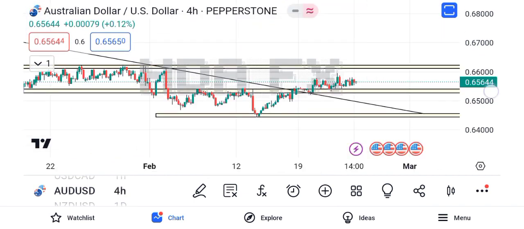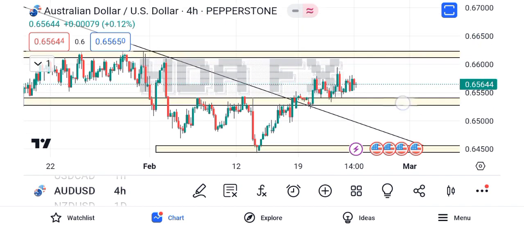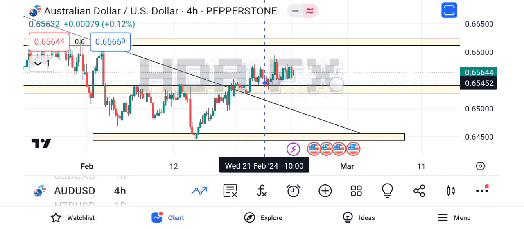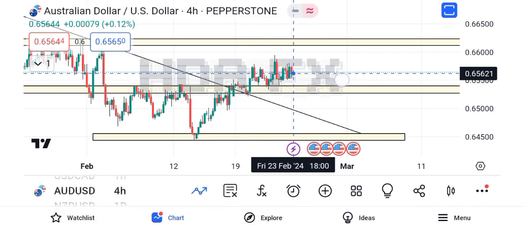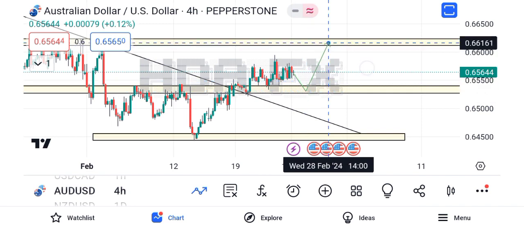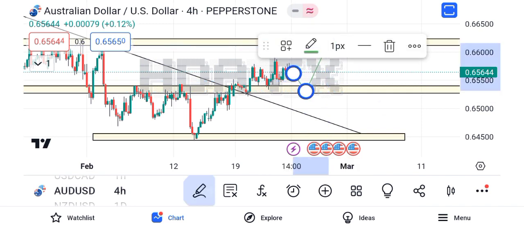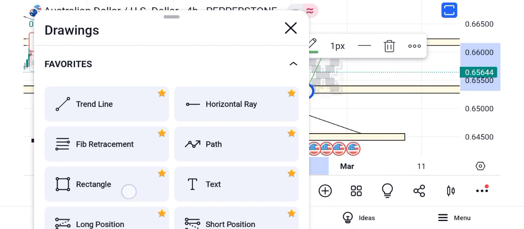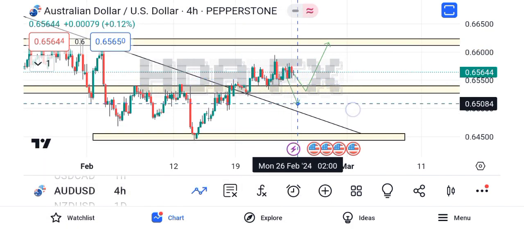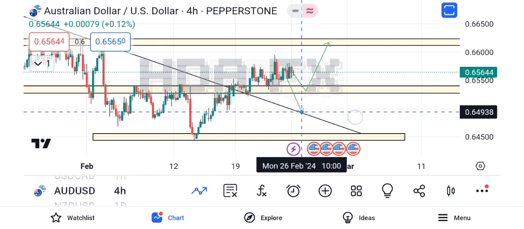Now without talking much, we'll move down to the 4 hours time frame and see what is likely to happen. On the 4 hours time frame, I want to be taking my buys at this point, in this zone here. Or it's likely that price can just drop down to retest this trend line here.